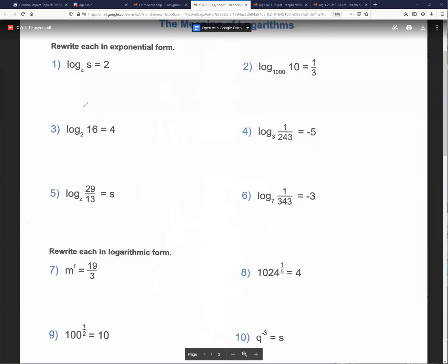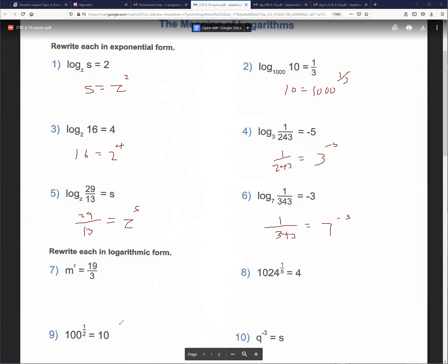We're going to say in exponential form. So we're going to do z to the on both sides. S equals z to the second. 16 is equal to 2 to the fourth. 29 over 13th is equal to z to the s. 10 is equal to 1,000 to the 1/3. 1 over 243 is equal to 3 to the negative fifth. 1 over 343 is equal to 7 to the negative third.